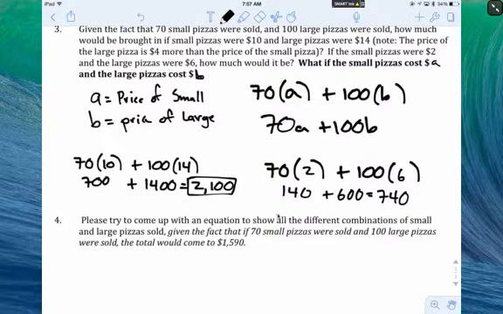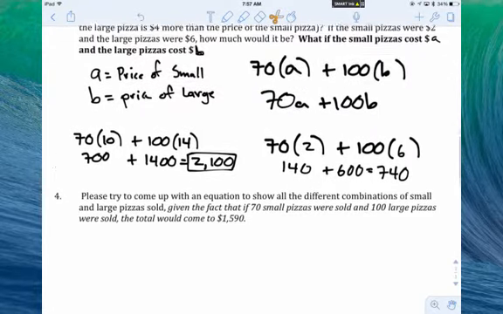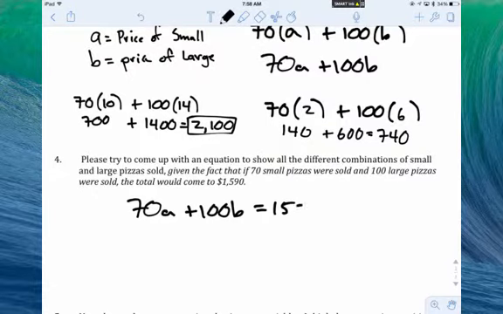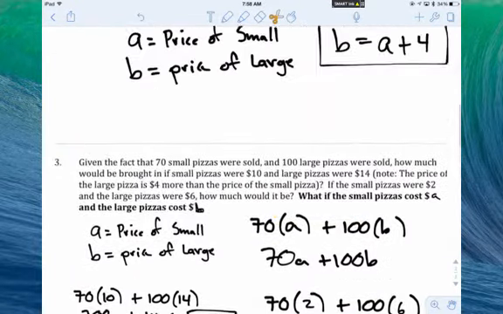And what's interesting, making our move to the next prompt here, is that we know exactly how much we collected. We collected a total of $1,590. So it must be the case that 70 small pizzas times the price of a small pizza plus 100 large pizzas times the price of a large pizza has to sum up to $1,590. So this is all the different combinations of how much the small and large pizzas could cost and have that be the total amount collected. And now we have a second equation involving these two unknown variables, A and B.